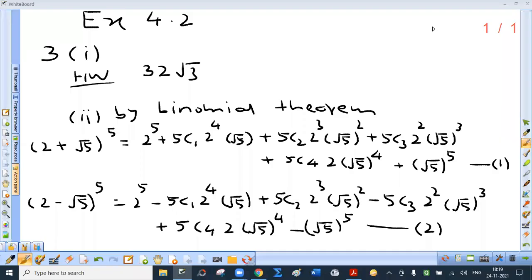Exercise 4.2, third one, find the value of (root 3 plus 1) raised to 4 minus (root 3 minus 1) raised to 4. This sum is for homework. Answer is 32 root 3.